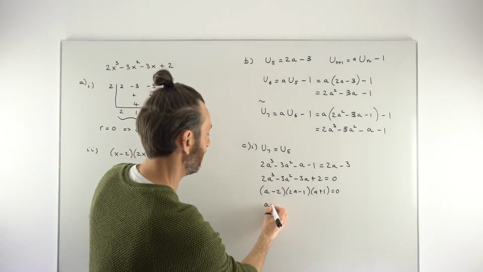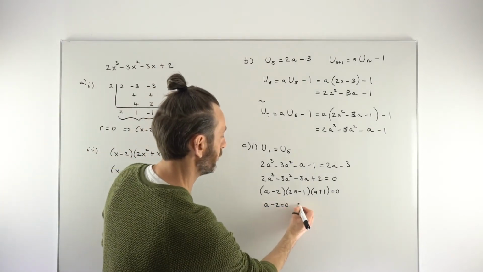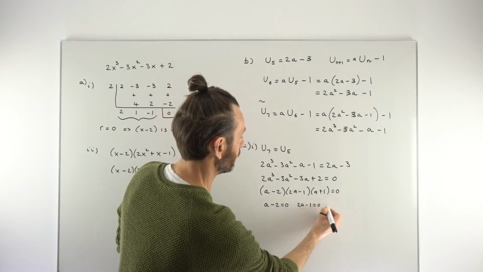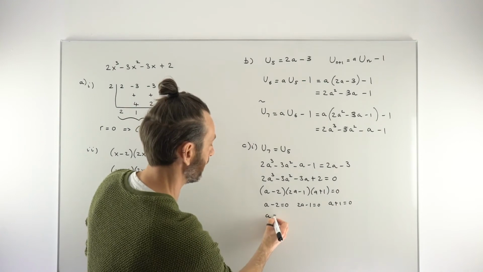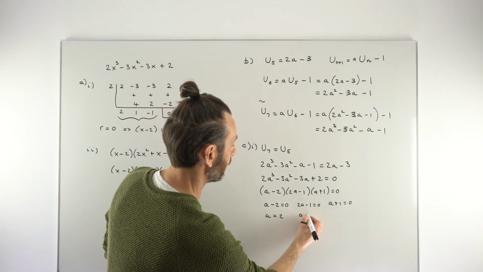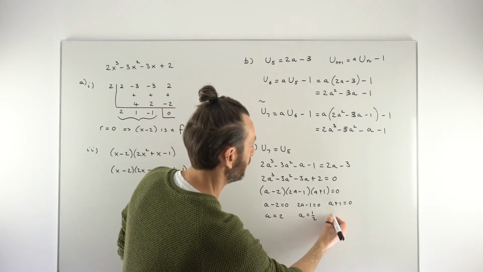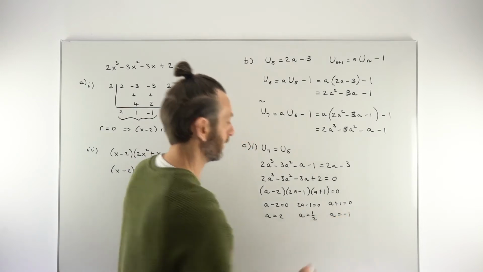So we're going to get a minus 2 equals 0, 2a minus 1 equals 0, and a plus 1 equals 0. And just going ahead to solve these, we get a equals 2. For this one, we would get a equals 1 over 2. And for this one, we get a equals minus 1.